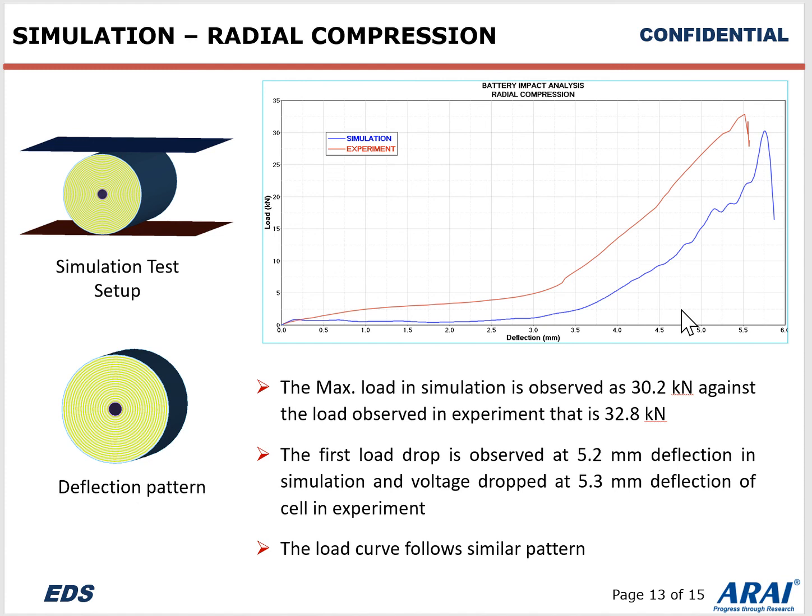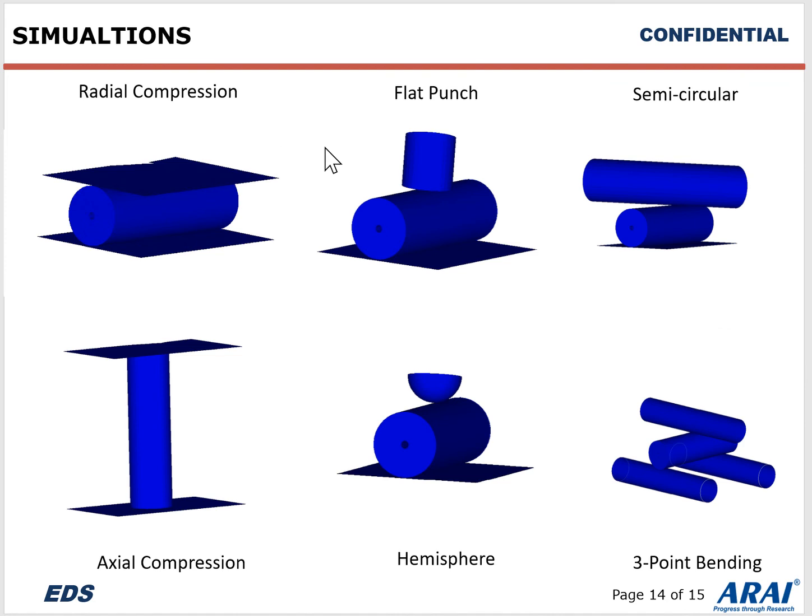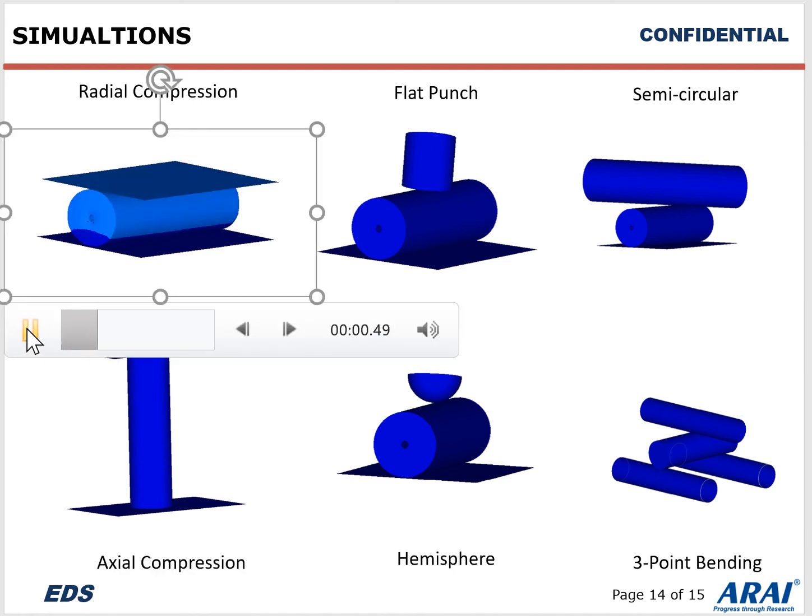If we go for the breakage or failure and short circuit of the battery, the same model was used for other load cases as well: flat punch, semicircular, axial compression, hemisphere and 3-point bending. We'll just go through the animations, like how it is getting deformed.